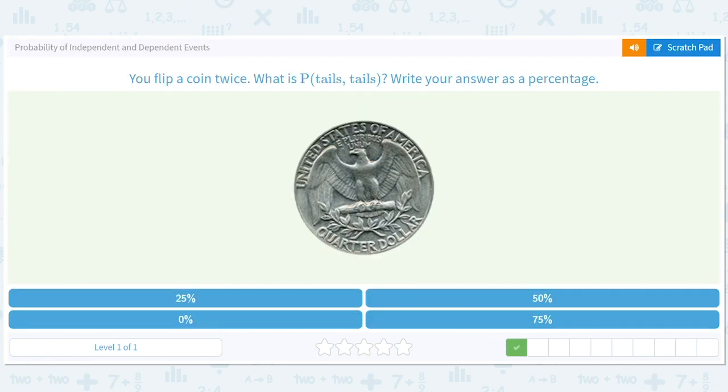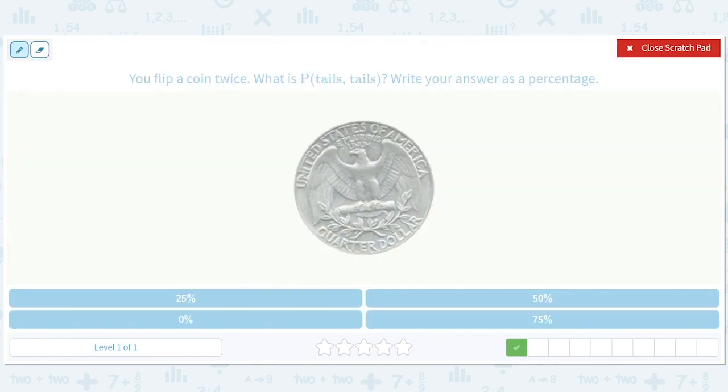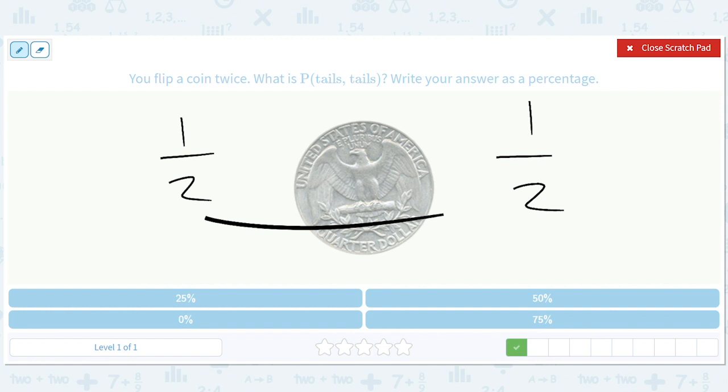Okay, this is gonna be the same thing. We're gonna flip tails the first time, we're gonna flip tails the second time, and when we multiply these, we'll get one half times one half, or one fourth, which is 25%.